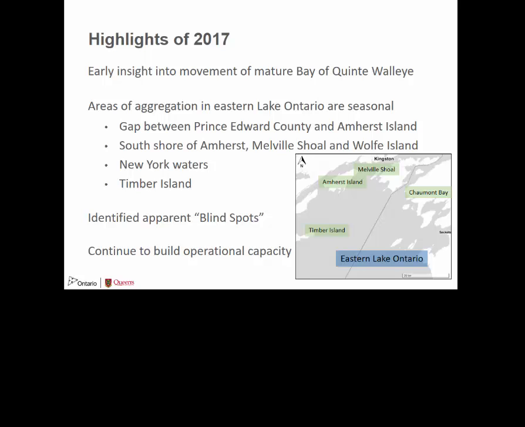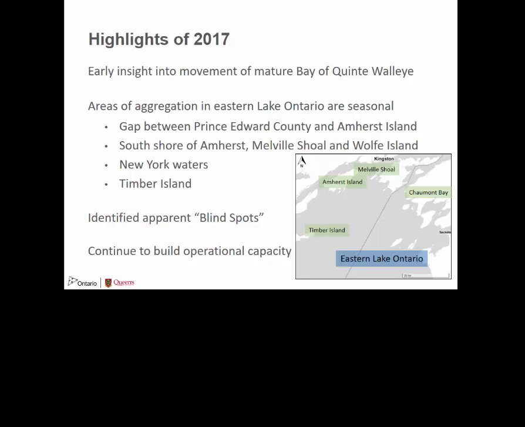We also highlighted some areas of aggregation. We saw this gap between Prince Edward County and Amherst Island light up. The south shore of Amherst Island towards Melville Shoal and the west end of Wolf Island seemed to be a pathway for walleye. We saw fish show up in New York waters as well as Timber Island. As I alluded to, we identified some blind spots, so fish potentially leaving our receiver array from Timber Island, but when we get some information from the bloater array, this might help fill in some gaps.